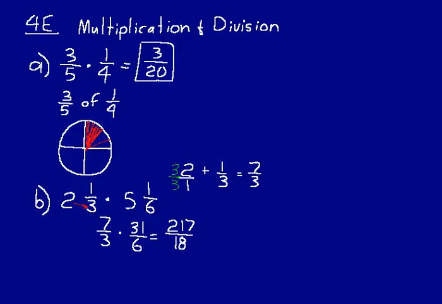Now we need to write our answer as a mixed number, so that means we need to do division here, and our remainder is the fraction part. And so we'd say 18 into 217. 18 goes into 21 one time. We subtract and get 3 and bring down the 7. 18 goes into 37 two times, and 18 times 2 is 36. And so we get 1 as a remainder. And so our answer, therefore, is 12 1/18.